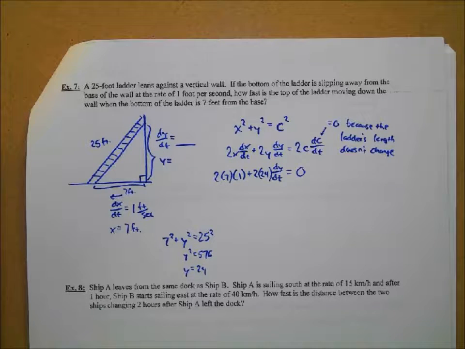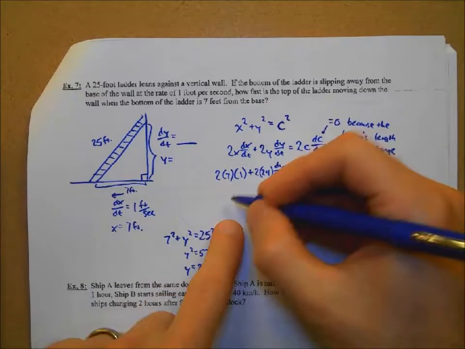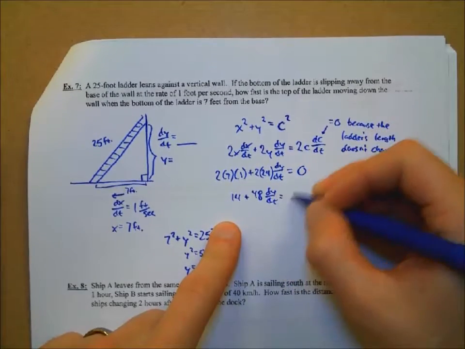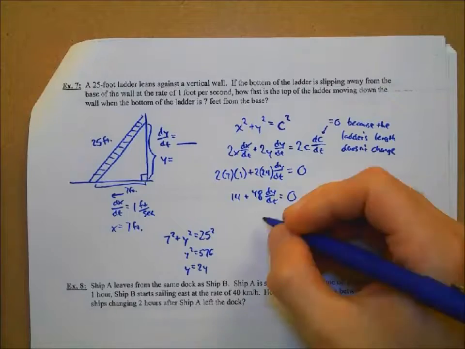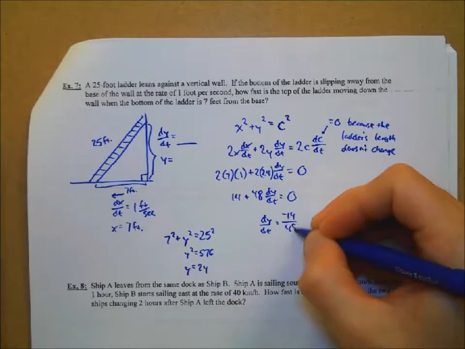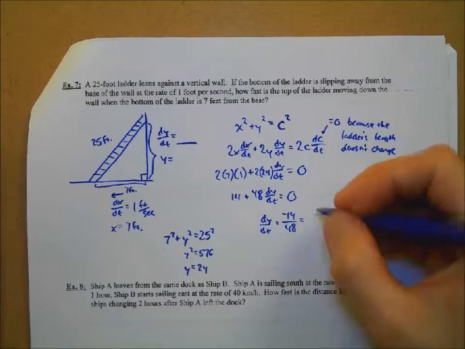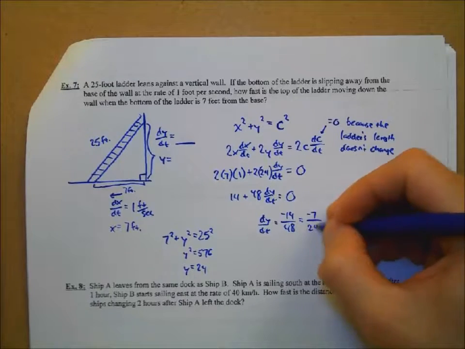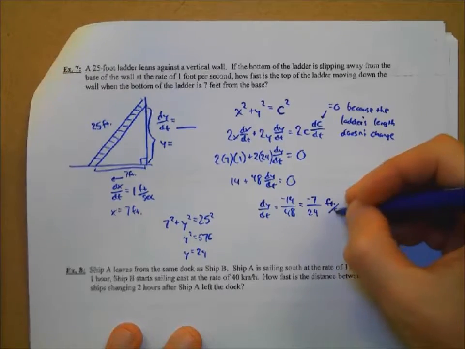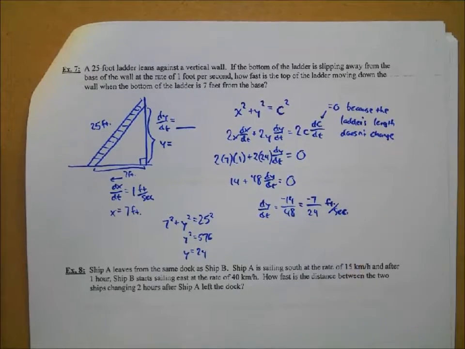And so then we solve from here, right? So we get 14. 2 times 24 is 48. And so we then get dy over dt equals negative 14 over 48, which simplifies a little bit, right, to negative 7 over 24. And that is going to be in what units? Feet per second. Does a negative rate of change make sense here? Why? Right, the y value, the height, is decreasing, so it makes sense to have a negative rate of change here.